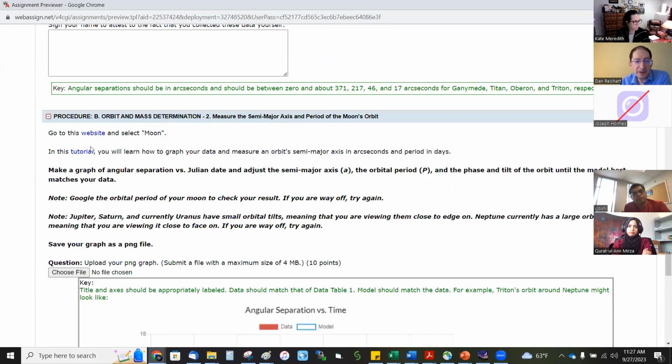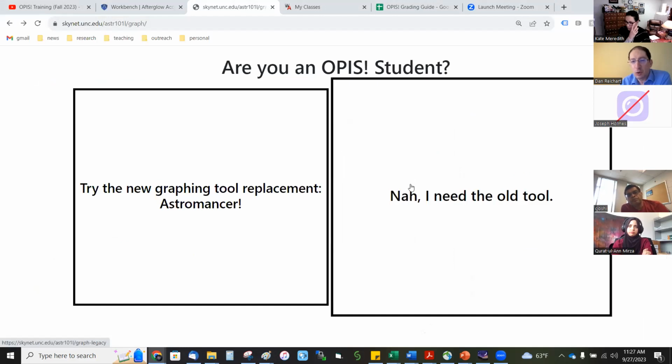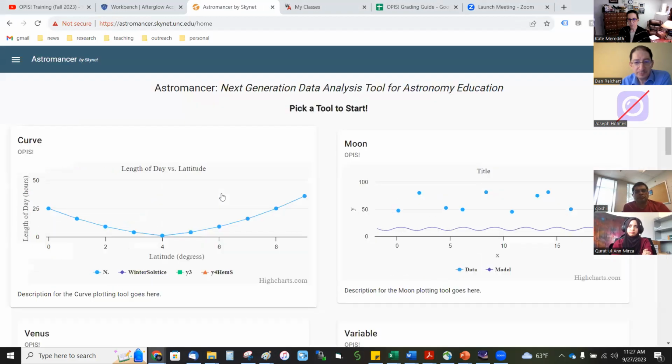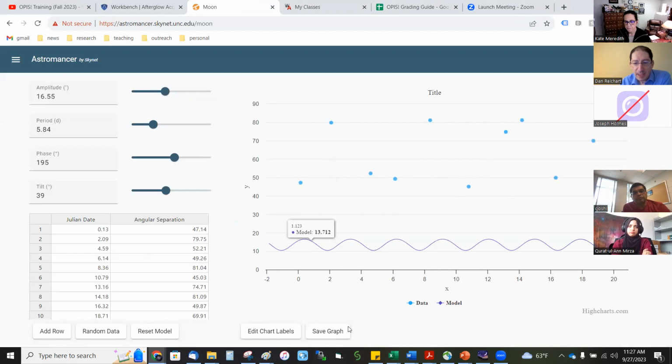And so they use our graphing tool. It's linked here, but I already have it up. And right now it looks like this, where they can use the old version or the new version. Let's try the new version. And we're using the moon tool here.